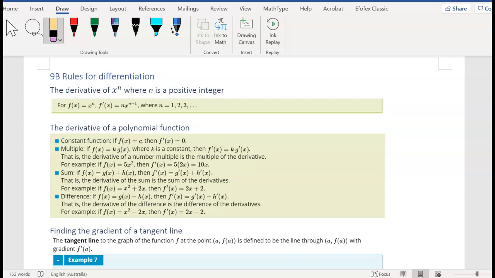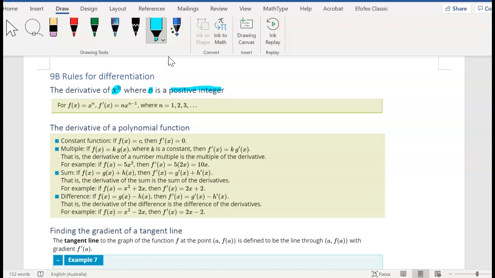Hi everyone, in this video we're going to go through 9b, the rules for differentiation. We're only going to focus on simple terms or simple expressions, basically where we've got a positive power, so n is a positive integer. We'll be looking at negative integers later, but we're just looking at simple expressions and finding the derivative of them. For more complicated ones, we do use the chain rule, the product rule, and the quotient rule. So we'll look at them in future videos.